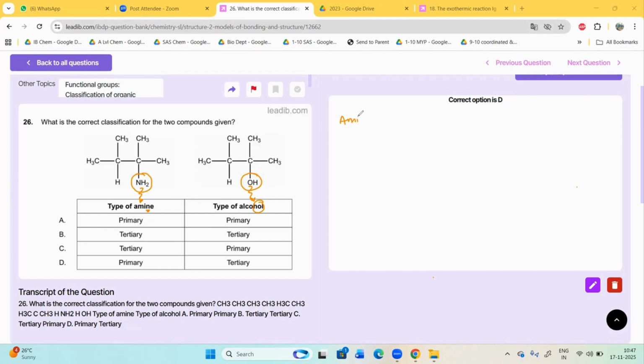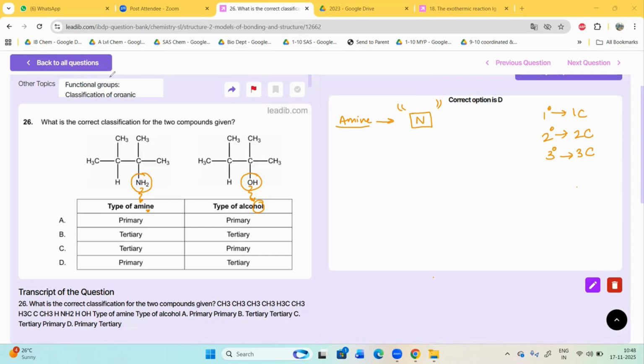For amine, always look for the nitrogen. Please check for the nitrogen. Whenever they ask primary, secondary, tertiary questions, it's about carbon. Primary refers to one carbon. Secondary refers to two carbons. Tertiary refers to three carbons. So for amine, we only look at the nitrogen: how many carbons is the nitrogen directly bonded to?